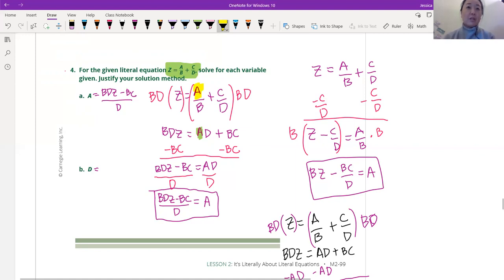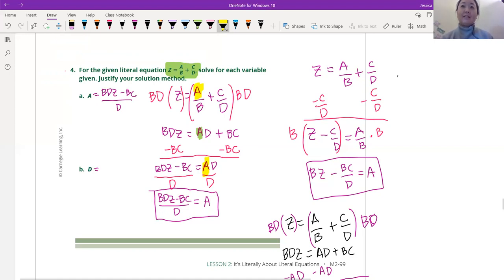So therefore, it's just going to be bdz minus bc is equal to ad. And again, we want just the a. So we're almost there. How do we get rid of this d? Remember the a and the d are multiplying. So we're going to do the opposite of multiplying by d, which is divide by d. So we divide both sides by d and we get bdz minus bc divided by d.